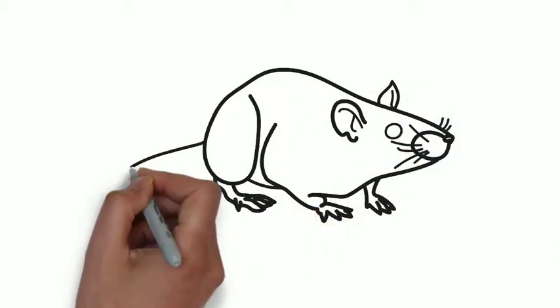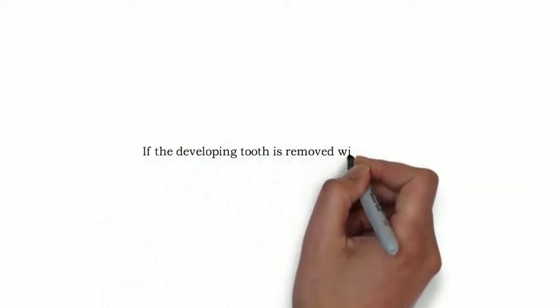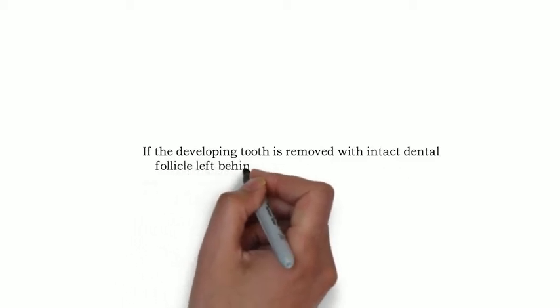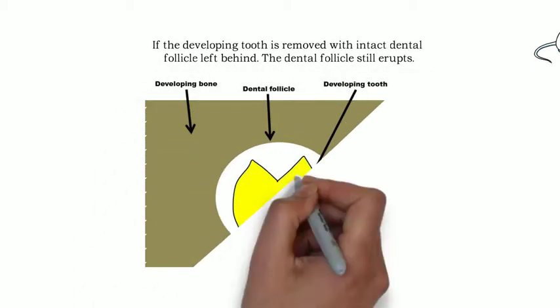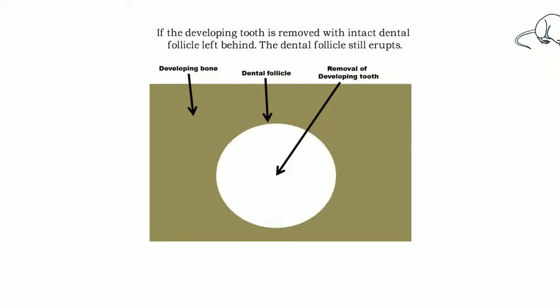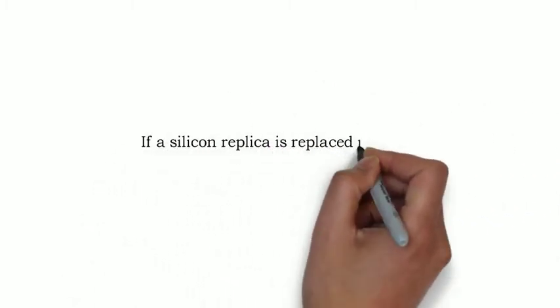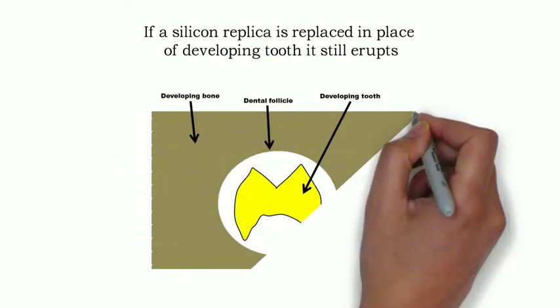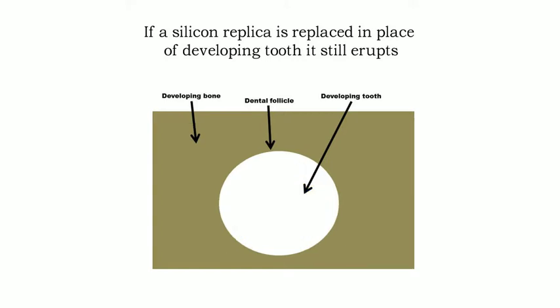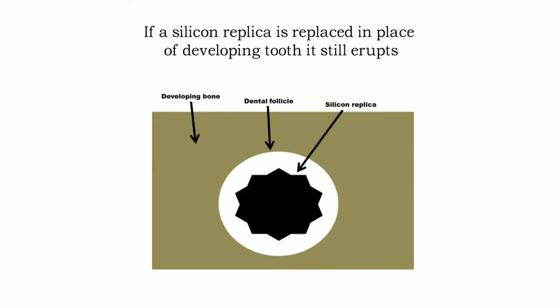For example, a study done on animals showed that if the developing tooth is removed with intact dental follicle left behind, the dental follicle still erupts. So, just like the previous example, if we remove the developing molar, the dental follicle will still erupt. Then another study showed that if a silicon replica is placed in place of the developing tooth, it still erupts.